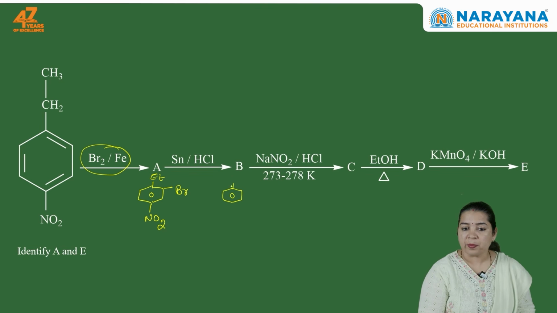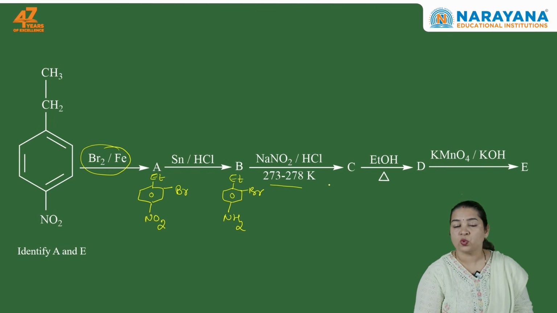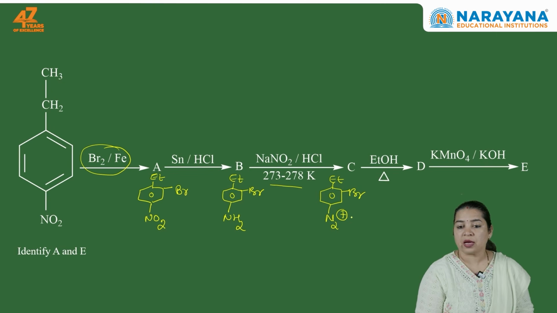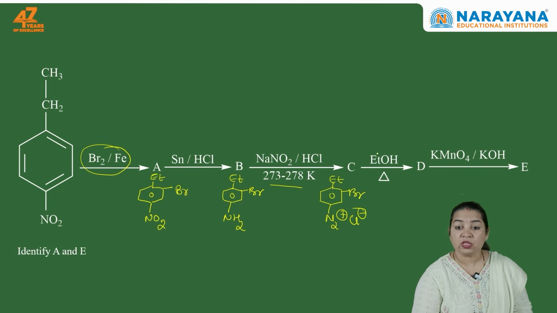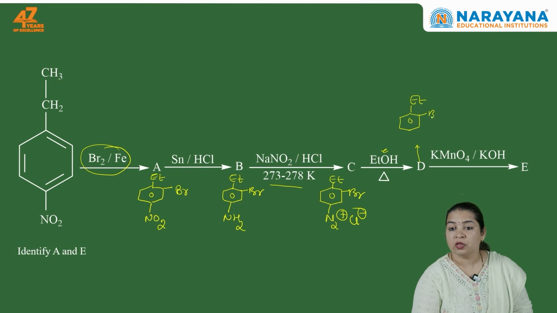If I go for B, then Et, bromine, again nitro will be reduced to NH2. See clearly 273 to 278 Kelvin. So below 5 degrees centigrade, you will have diazonium as C. Now let me draw what structure I expect here: bromine, N2+ Cl-. So I have got the structure till C. Coming to D, EtOH and H3PO2 both convert diazonium to benzene, right? So this is what will be formed.